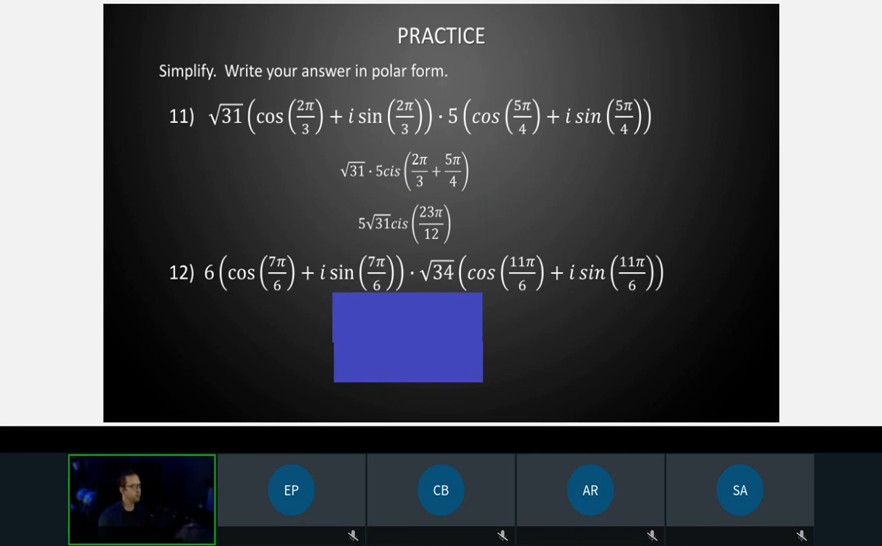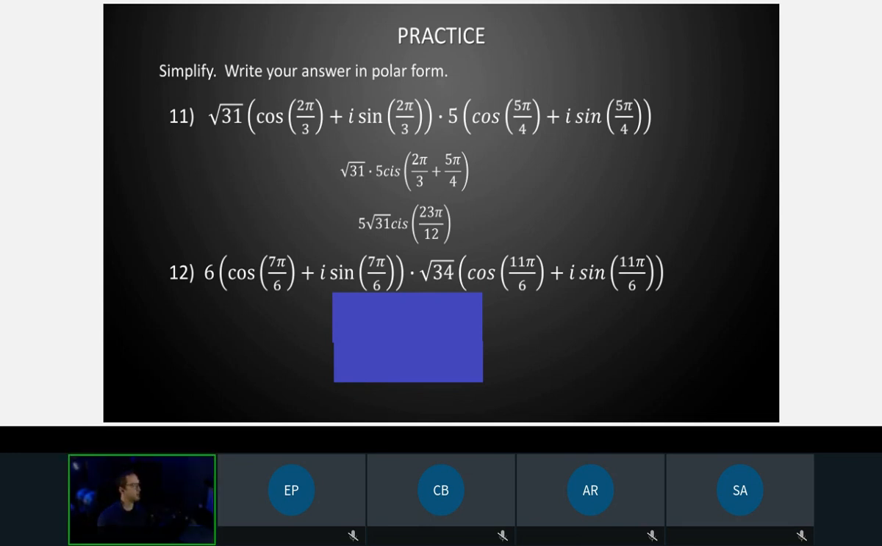And rad 31 times 5 is just 5 rad 31. You can't do anything with it other than that. So that's the answer. Super easy problems, right? But the hard part is converting it into polar form. That's going to be the hard part. This is the easy part.